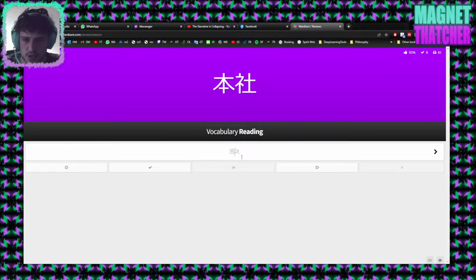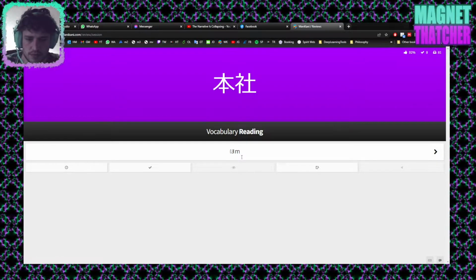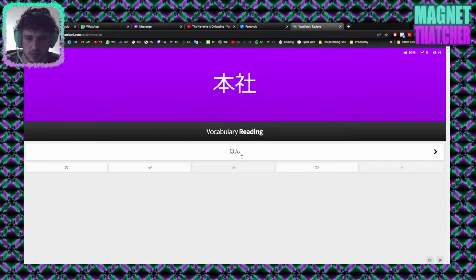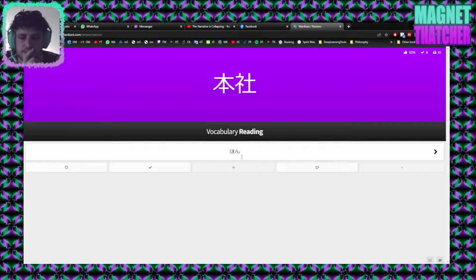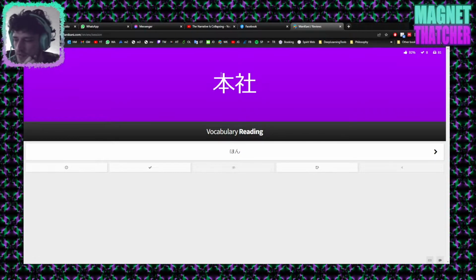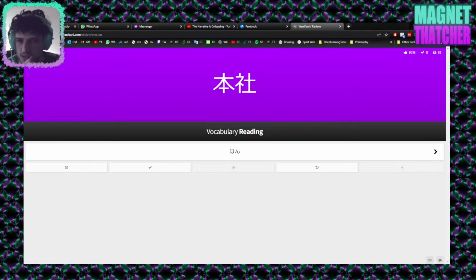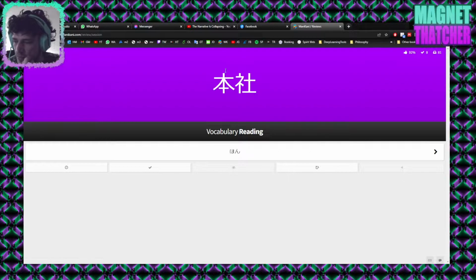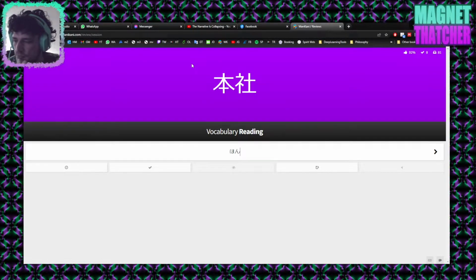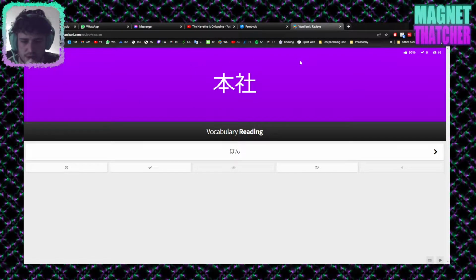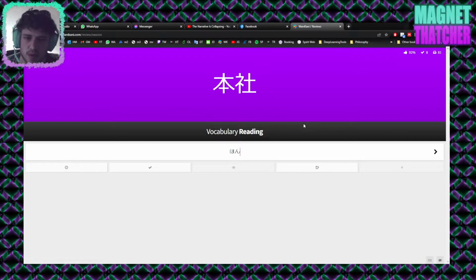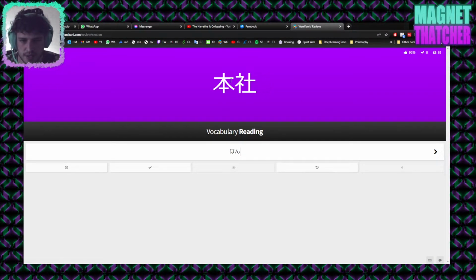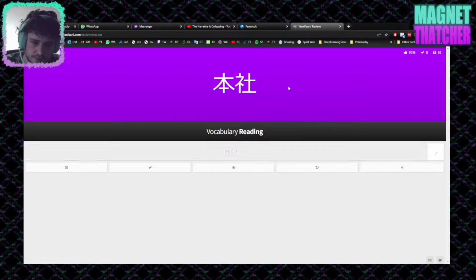Okay, so this first one is a book, which is hon. It's also part of Japanese, so nihon. This is the second part of Japanese. So ni would be, I forgot. It'll probably come up. And then this is a company, which is sha.